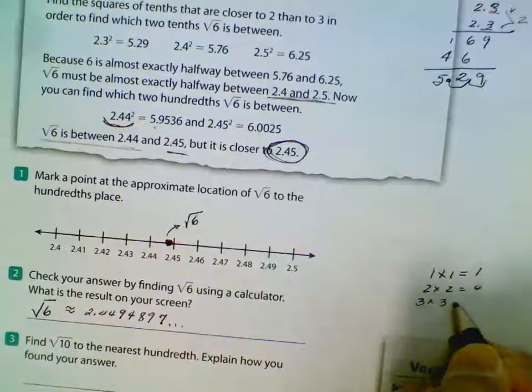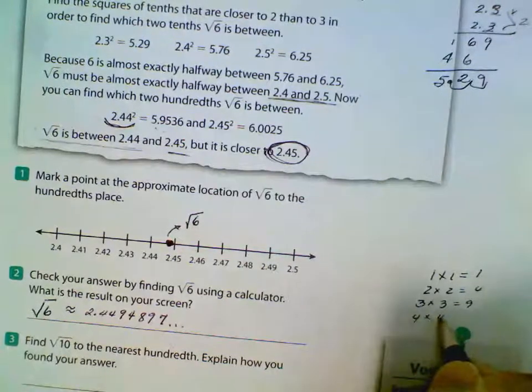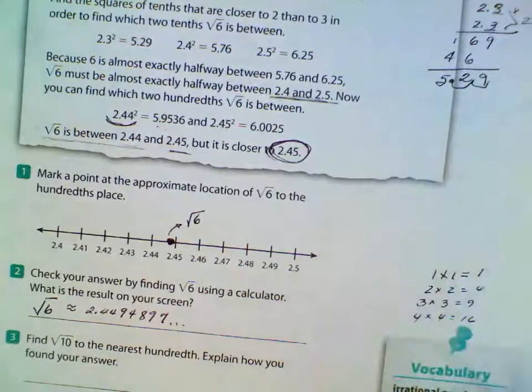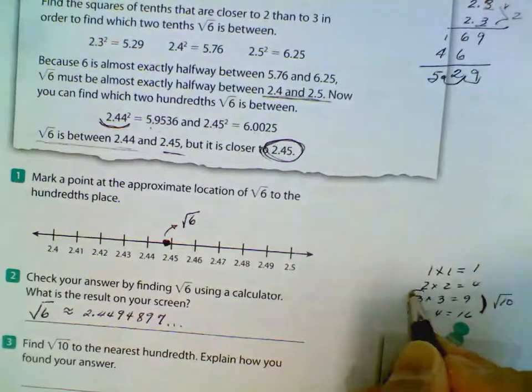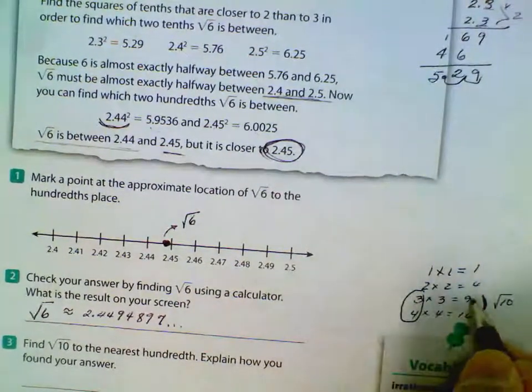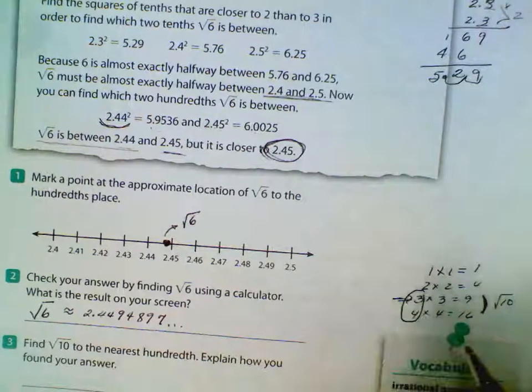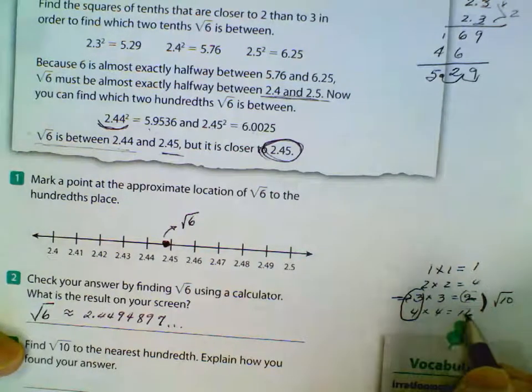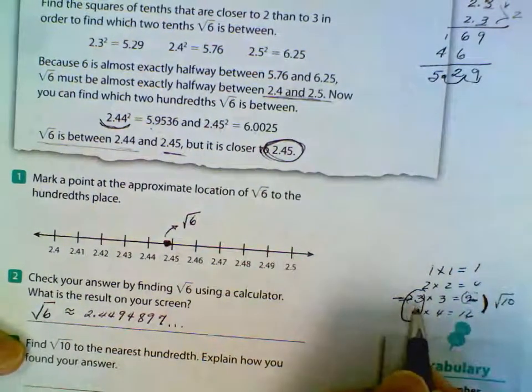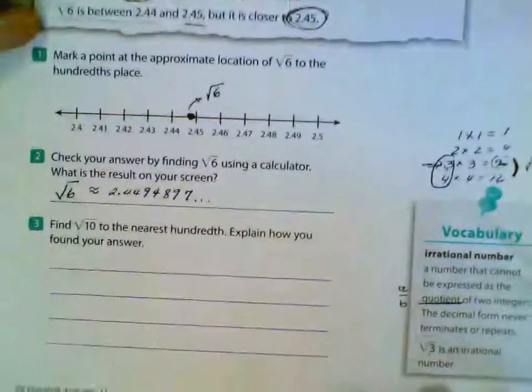3 times 3 equals 9. 4 times 4 equals 16. So the square root of 10 is between those two values. So it's between 3 and 4, closer to 3. Why is it closer to 3? Because I have 9 here, and this is 16. So 10 is closer to 9 than it is to 16. So the value is close to 3. We are going to be looking at values close to 3.